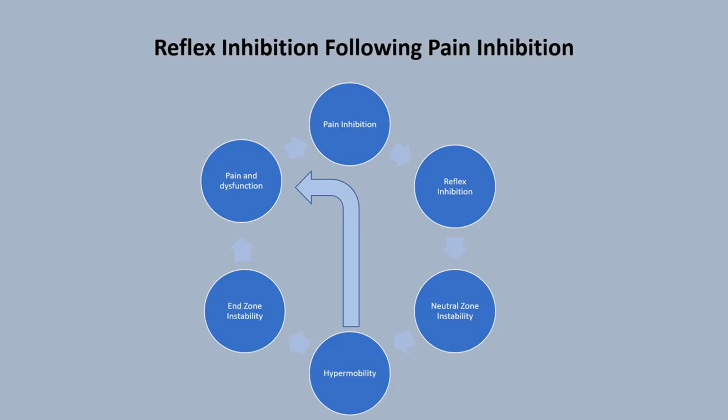This inhibition tends to be directional because the pain and range of motion loss tends to be directional rather than omnidirectional. The hypotonicity allows the neutral zone to increase, which further reduces proprioception, leading to further inhibition. Eventually, the neutral zone allows the end zone structures to be encroached upon and chronically stressed until they break down, giving rise to end zone instability and sometimes pain and dysfunction.